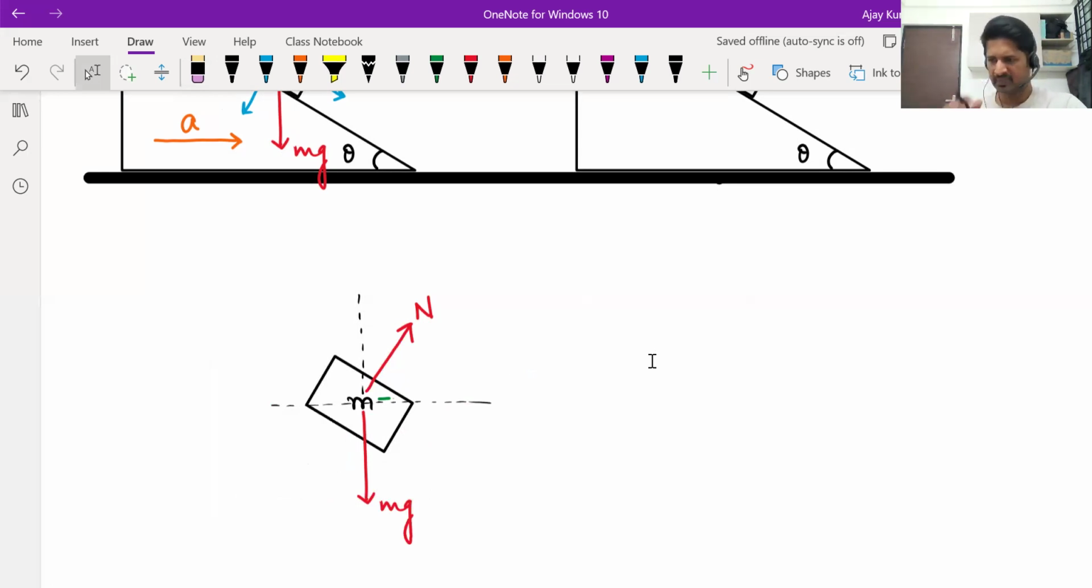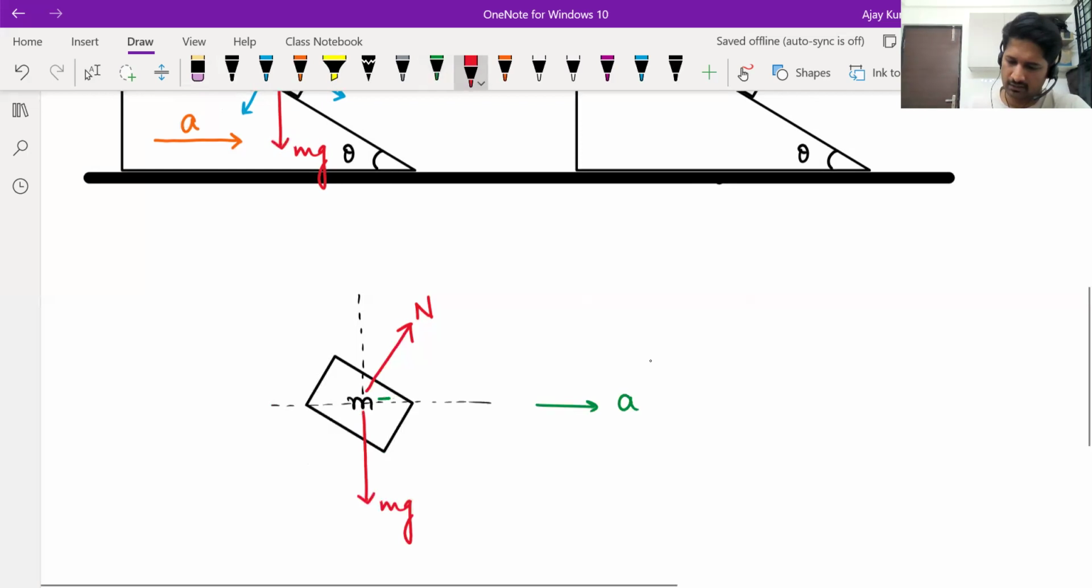Usually, for our convenience, we resolve mg into two components, one along the incline and one perpendicular to the incline. But this time it is better if you don't do it. Why? Because the block accelerates to the right. I'll write the acceleration separately. And what can make it accelerate to the right? The normal force's horizontal component, which I'll call Nx. That is what makes it go that way. And the normal force's vertical component, which acts upward, we'll call Ny, balances mg.